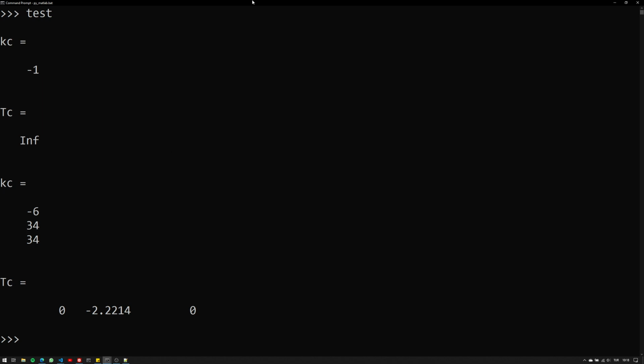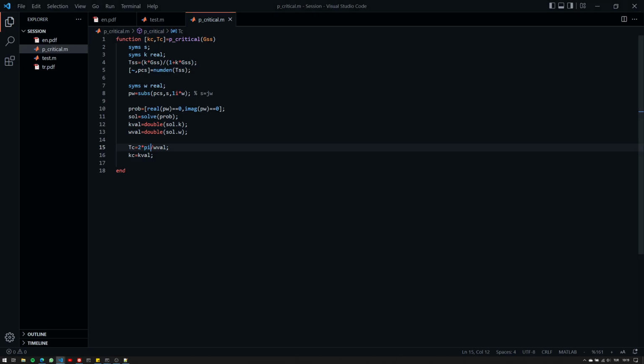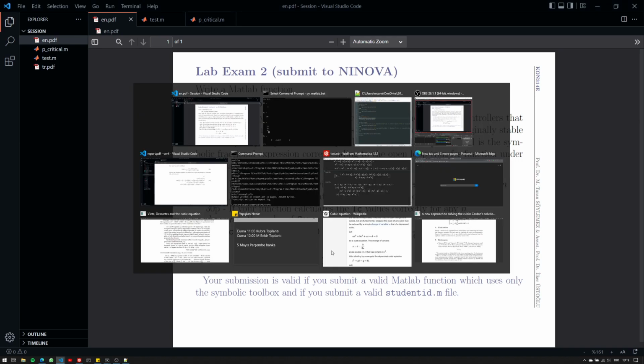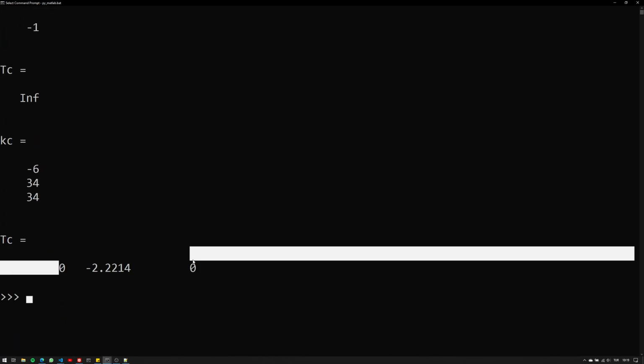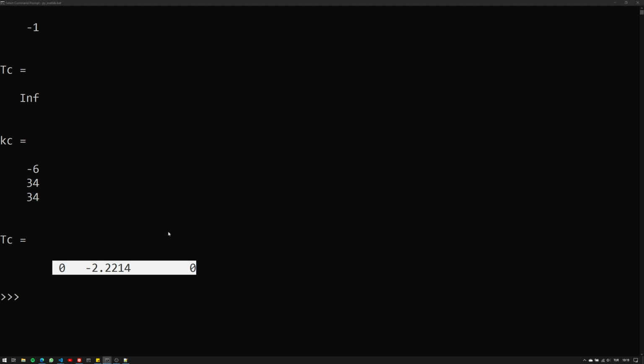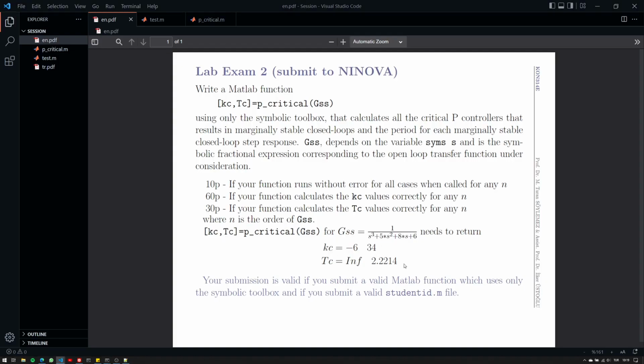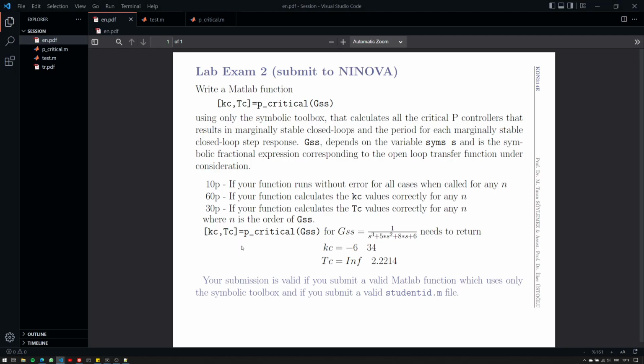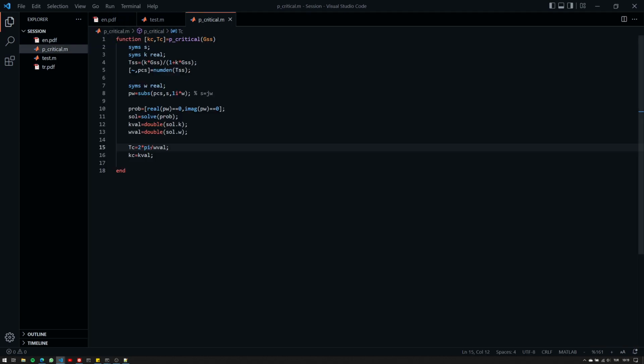Now, some of you might have solved it like this. You can see that we have -6, 34, and 34, whereas the answer does not include a second one. And we have also TC, which looks a little bit interesting, because we have infinity and 2.22, but here we have 0, -2.2, and 0. So something went wrong here. And that place is actually one of the places is this one here.